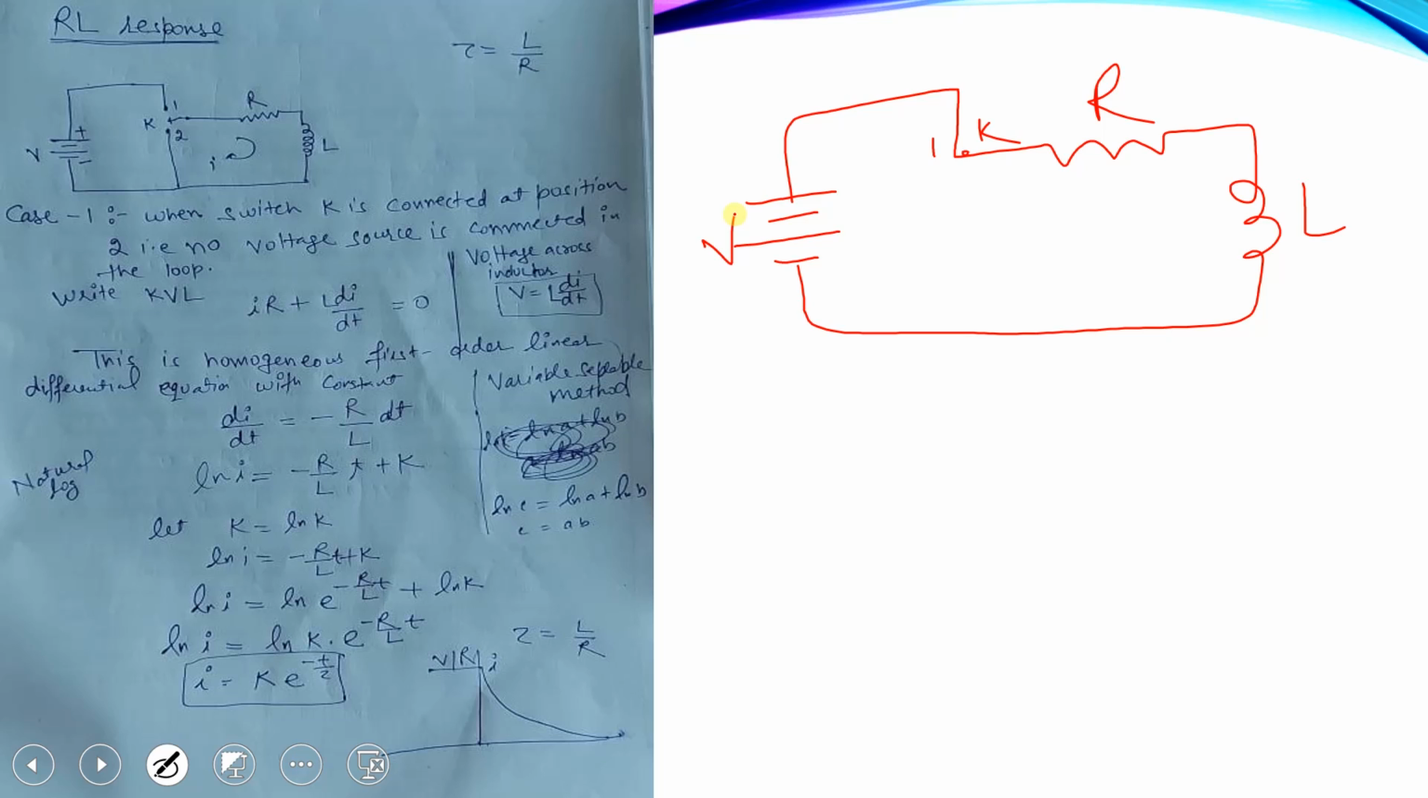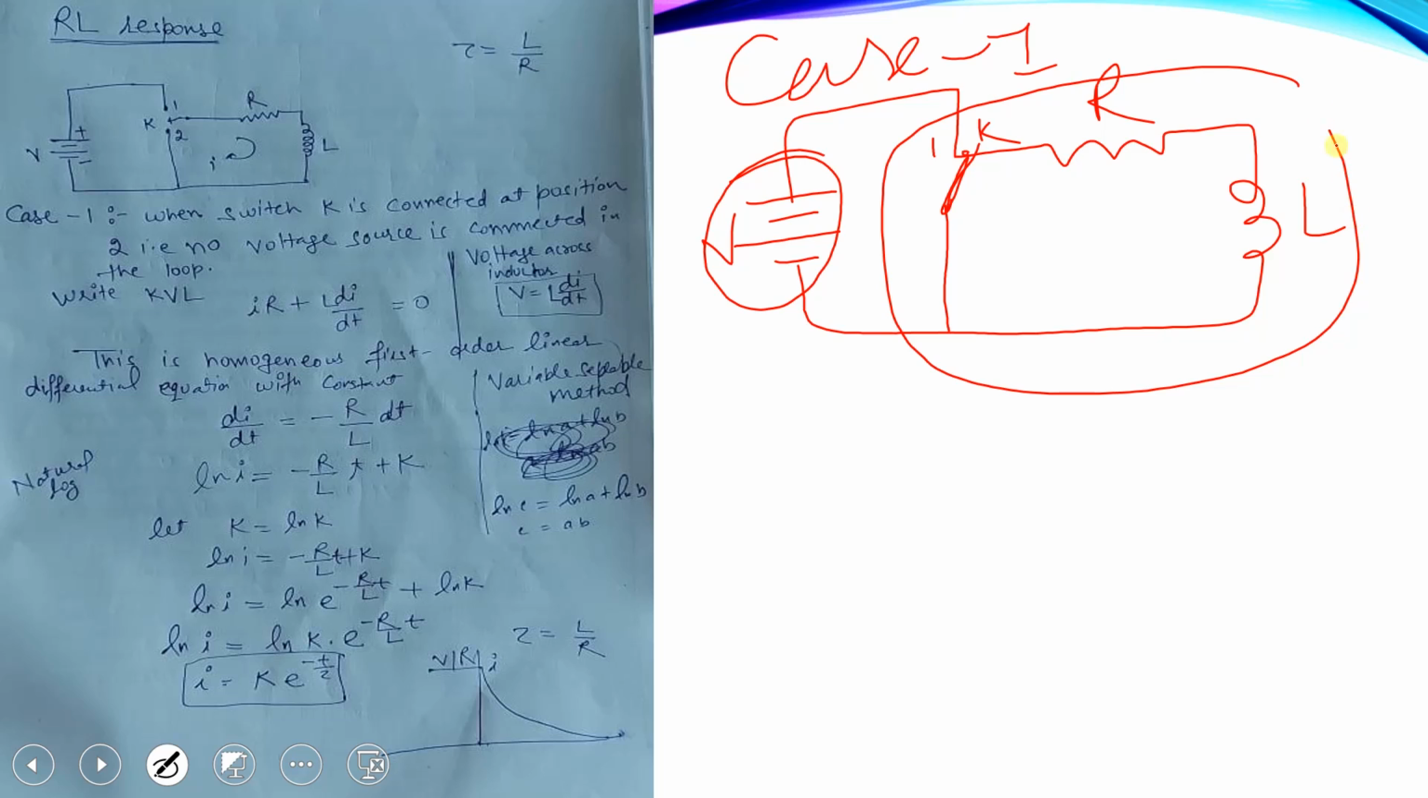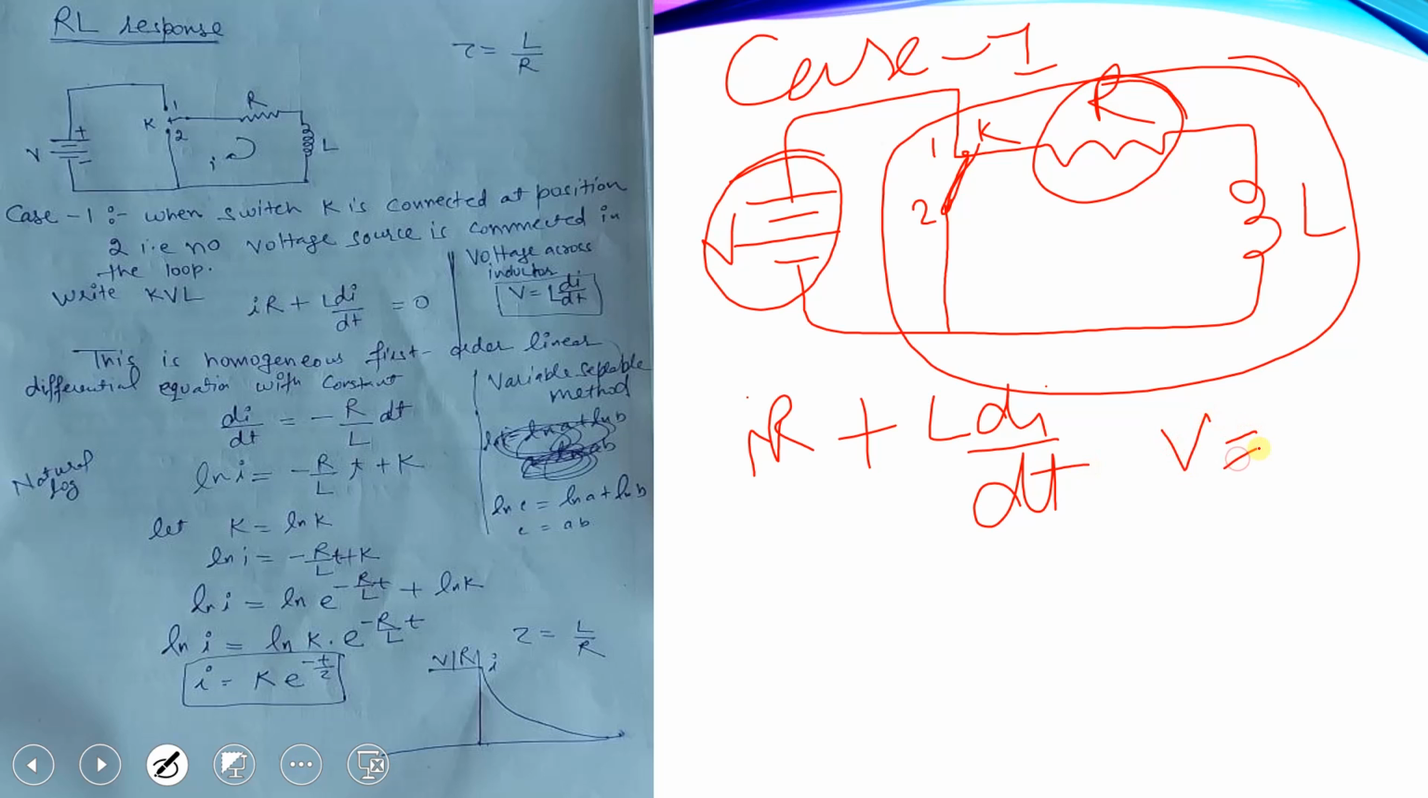So when the switch K is connecting at position 1, we are having the voltage source, but if we are connecting it with the position 2, then there is no voltage. In the first case, case 1, we are considering that there is no voltage source connecting to the loop because we are connecting it with the point 2. We are writing KVL across this. The KVL will become IR, the voltage drop across this resistance, plus L di by dt, because we know that the voltage drop across the inductance is L di by dt. So we write this equation here.